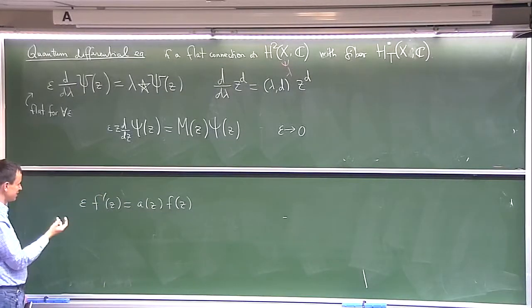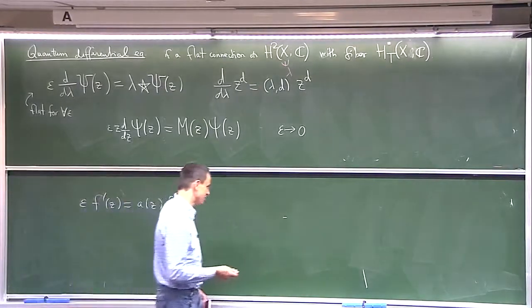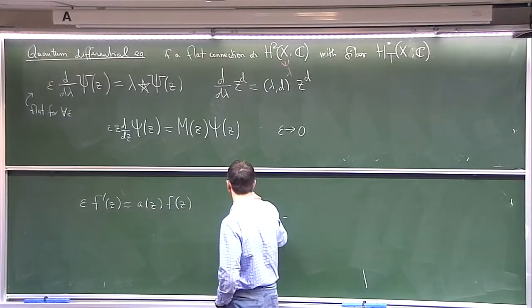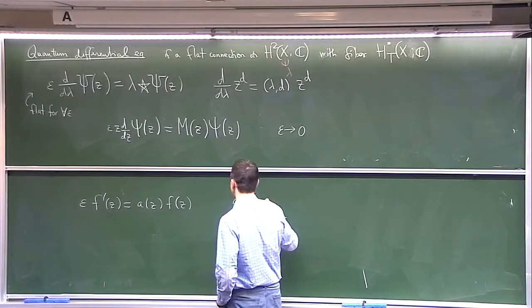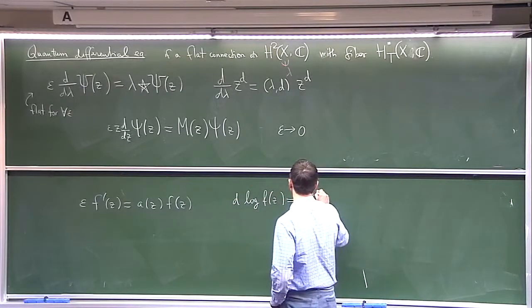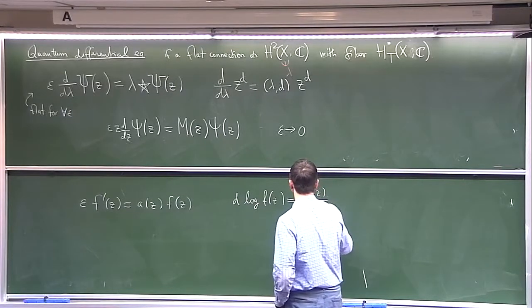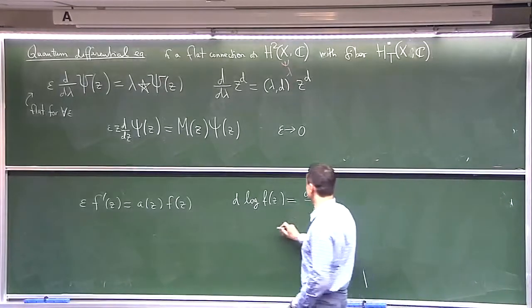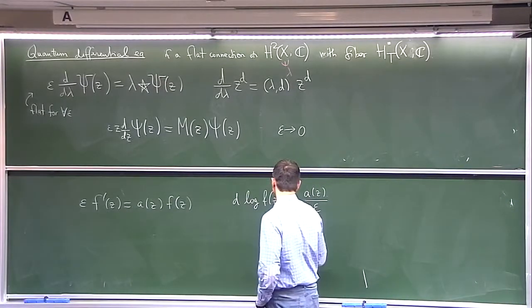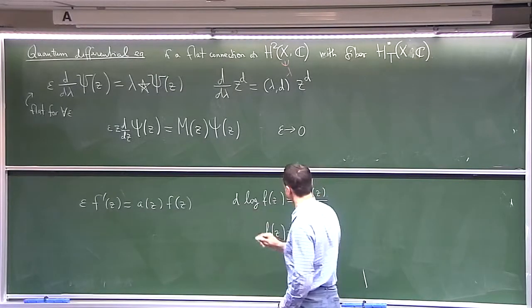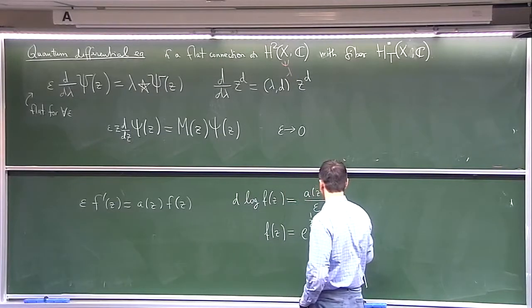Of course, this I can solve, right? So I'm going to say that this is d log f of z equals a of z divided by epsilon. And so that says that f of z is of the form exponential of 1 over epsilon times the integral of, I call a of z the eigenvalue.